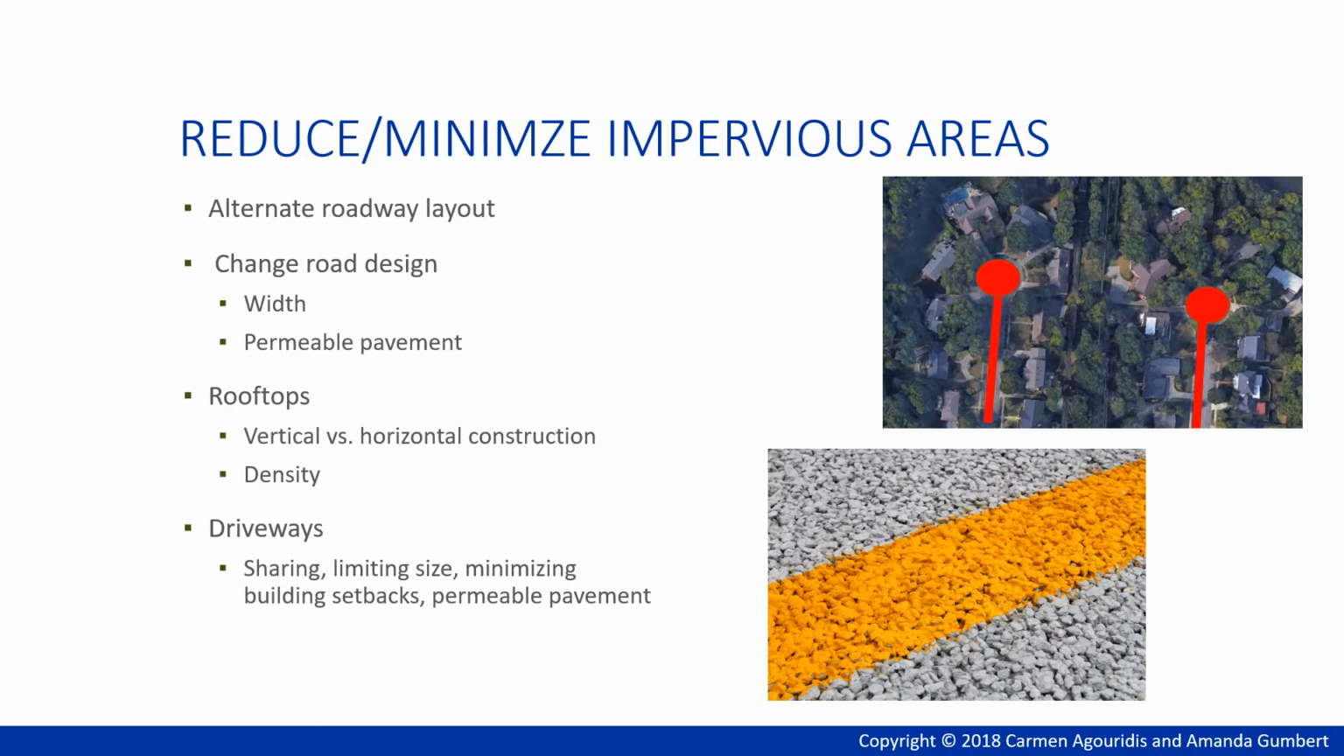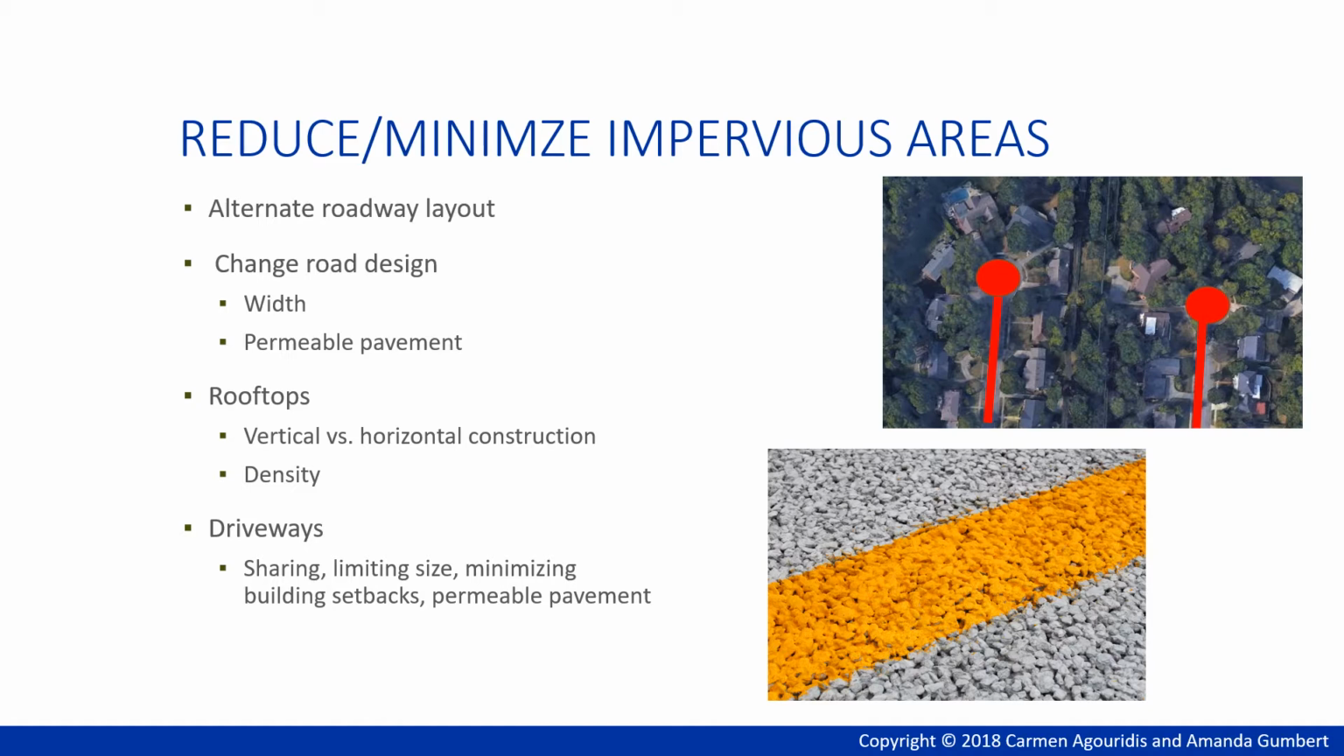One way to do this is by altering the way roads are laid out. The lollipop and stick configuration, as seen in the top photo, can decrease the amount of impervious surfaces by up to 25% as compared to a grid pattern. However, the trade-off is that fewer home lots can be built in the same land area.